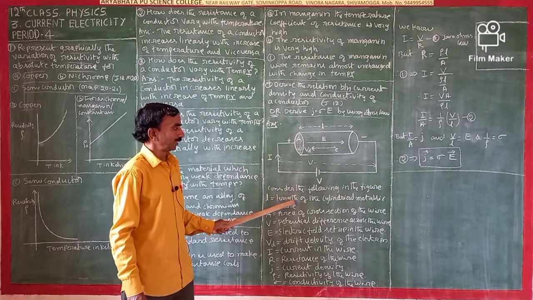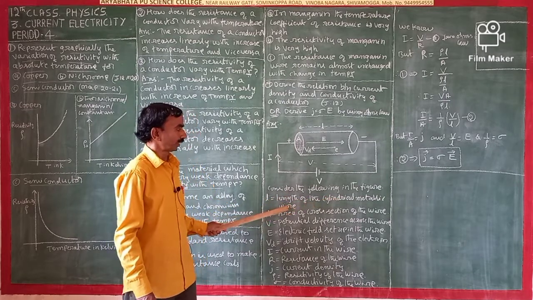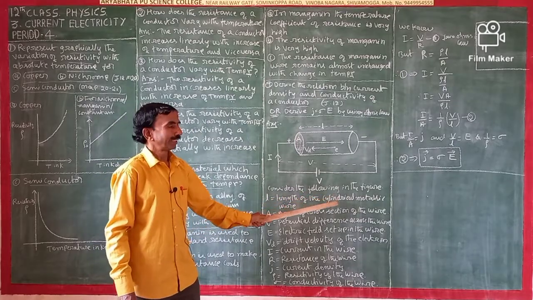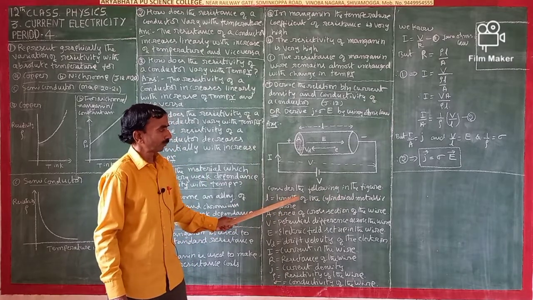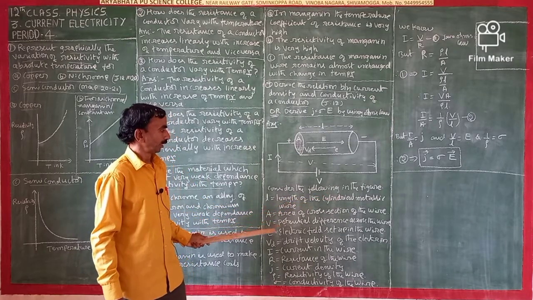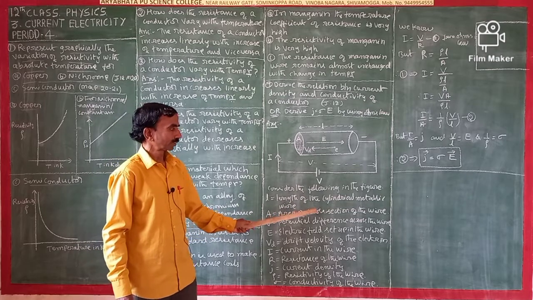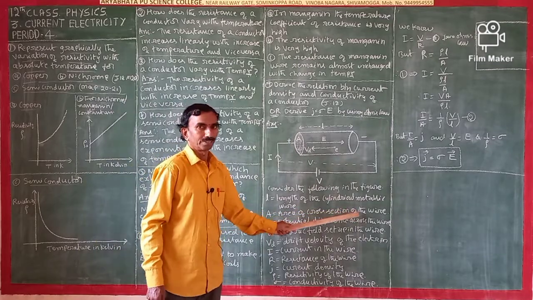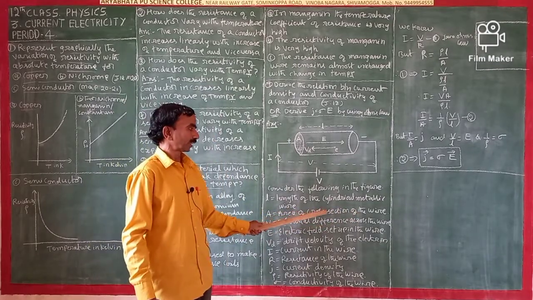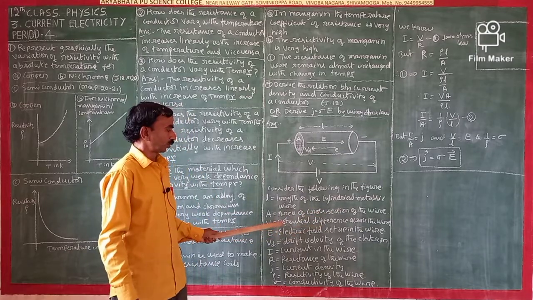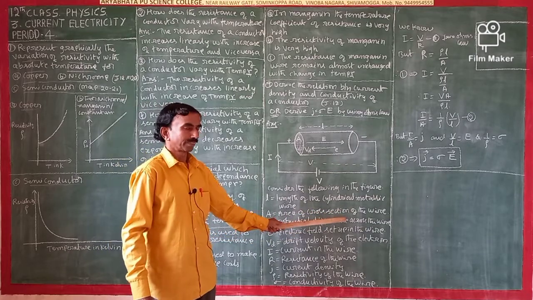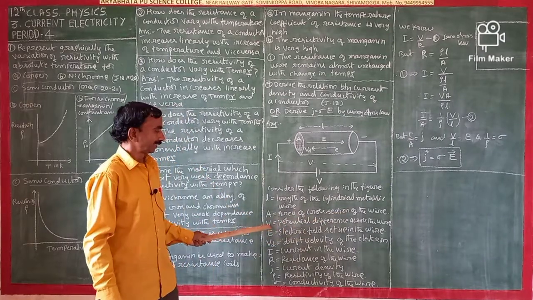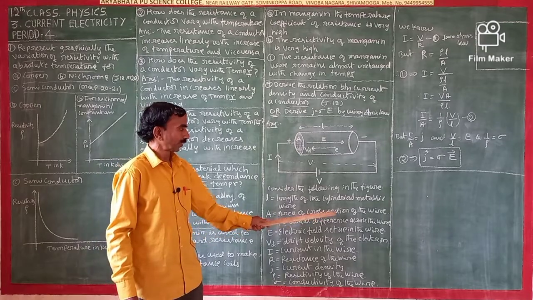L is equal to length of the cylindrical metallic wire. A is equal to area of cross section of the wire. V is equal to potential difference across the wire.